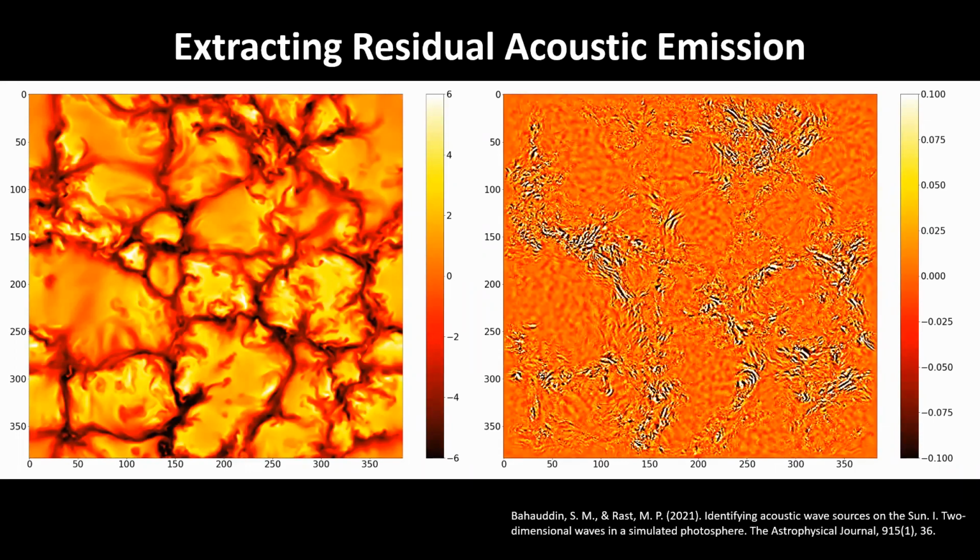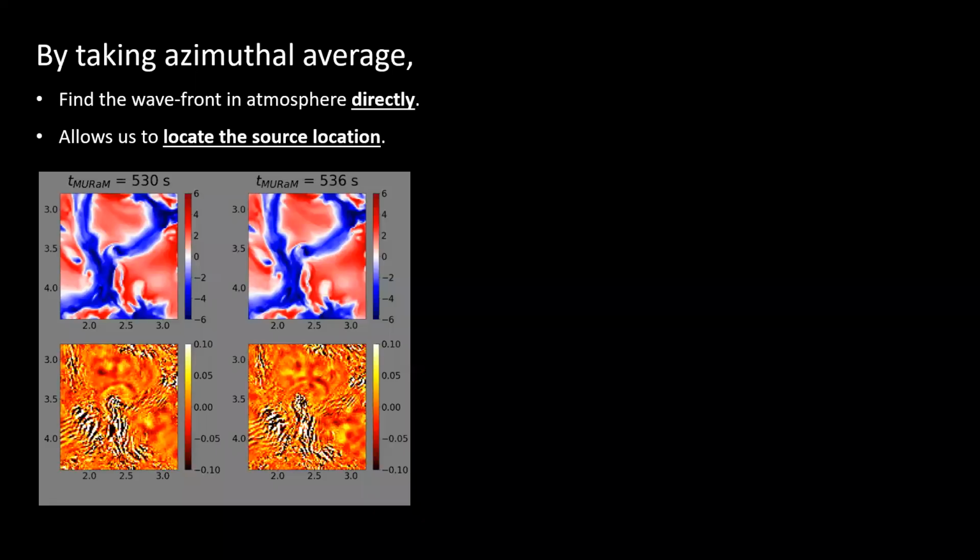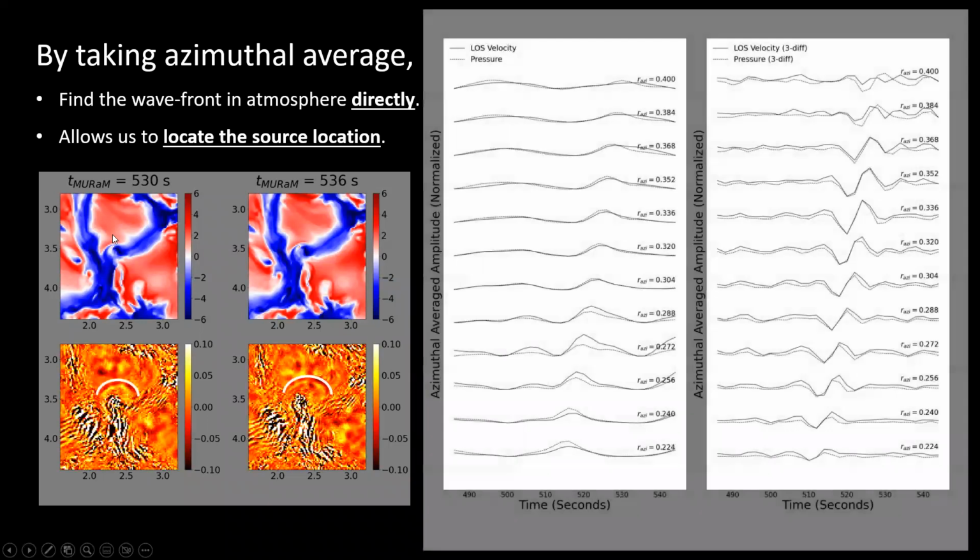Okay, and now that we can see the individual acoustic wavefronts, so what can we do with it? So the first thing that we can do is that we can find out that, okay, the acoustic sources are over here, and they are very, very weak. So we can take azimuthal average in the atmosphere, and that would let us find the individual acoustic sources.